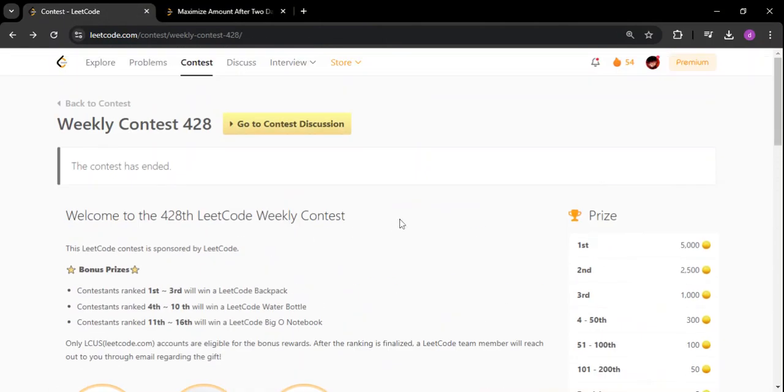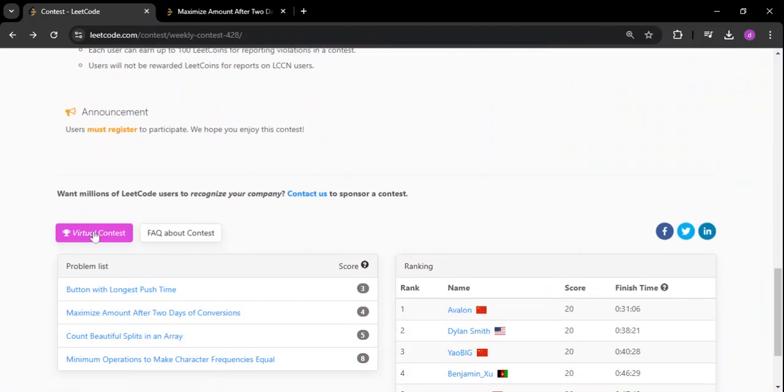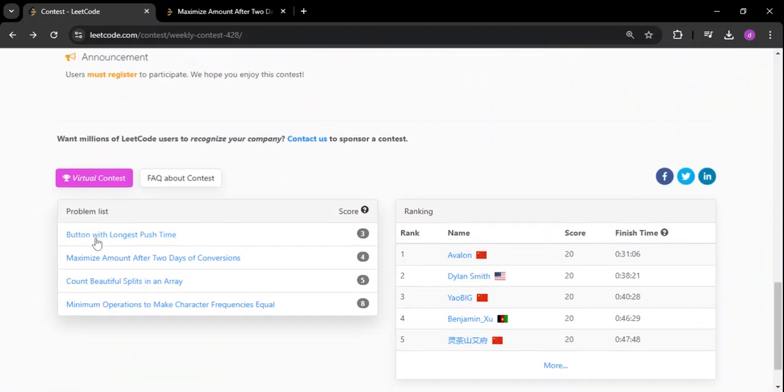Today we are discussing the solutions for the weekly contest 428 that happened on 15th of December 2024. We have already discussed the solution for question number 1, and here we are trying to discuss the solution for question number 2.